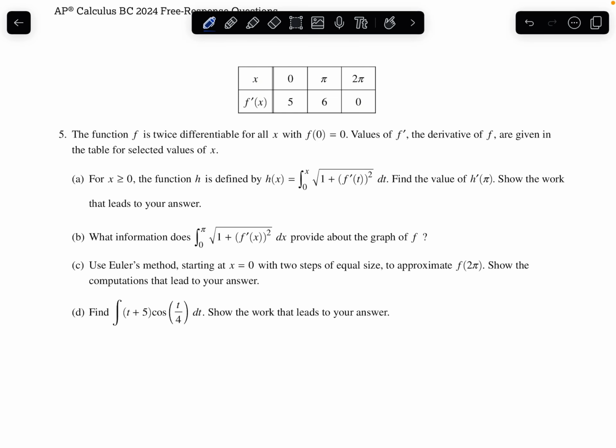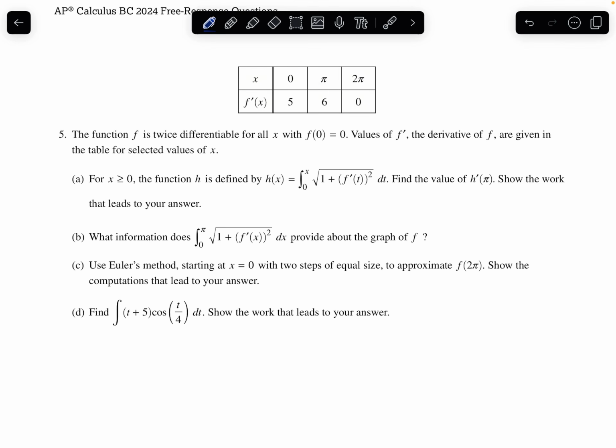All right, we're chugging right along to the fifth question of this year's AP Calculus BC exam. So this is the fifth FRQ on the non-calculator portion. And we're given some function f. Actually, I should say we're given some information about this function f. We're told that it's twice differentiable, and we know that f evaluated at 0 is equal to 0. And we are given information about values of the derivative f prime in this table here.